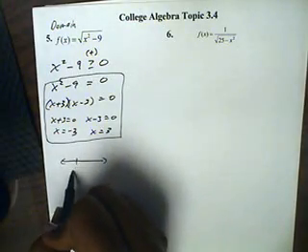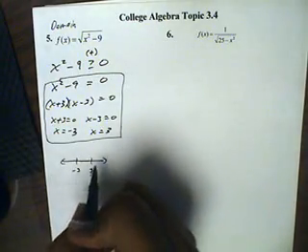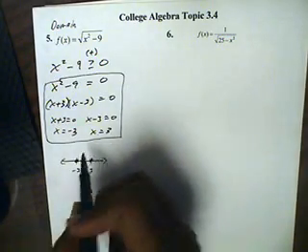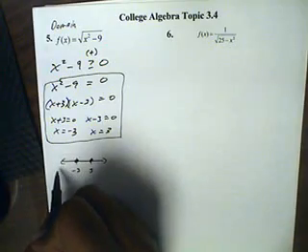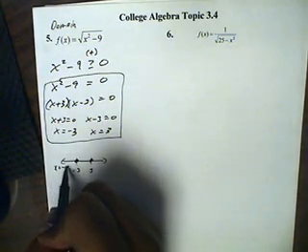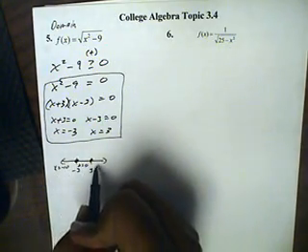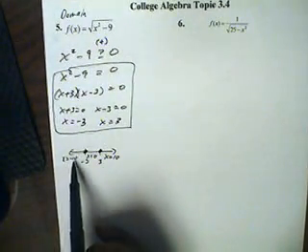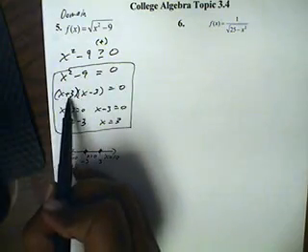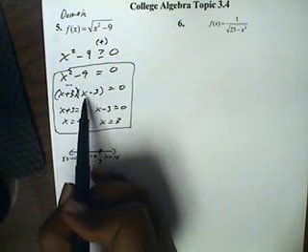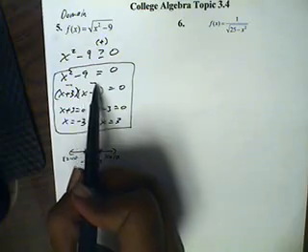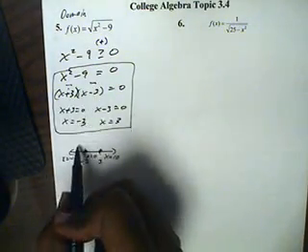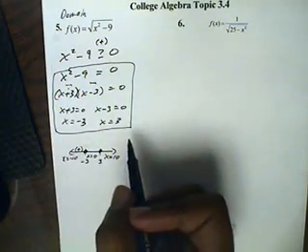Then on the number line, I have a negative 3 and a positive 3. Since we have equal signs, these will be filled in, and then I'll need to test each one of these areas. So I'll say x equals negative 10 for this area, x equals 0 for that area, and x equals positive 10 for that area. If x is negative 10, we get negative 10 plus 3, which is a negative answer. Negative 10 minus 3 is also a negative answer. A negative answer times a negative answer is positive. So this area is positive.